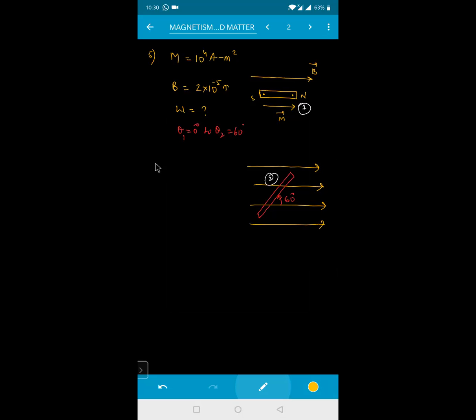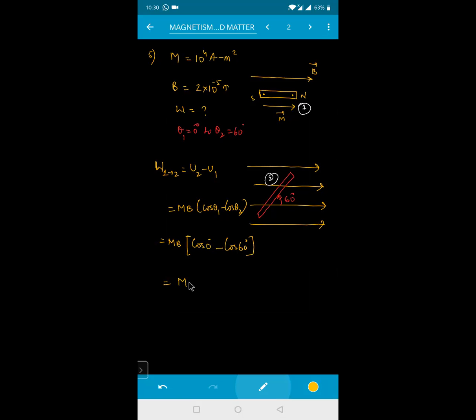Now, if I'm calculating the work done to move from point 1 to point 2, what is the formula? U2 minus U1. So in terms of magnetic moment, that equals MB into cos theta 1 minus cos theta 2. So that is equal to M into B into cos 0 minus cos 60.